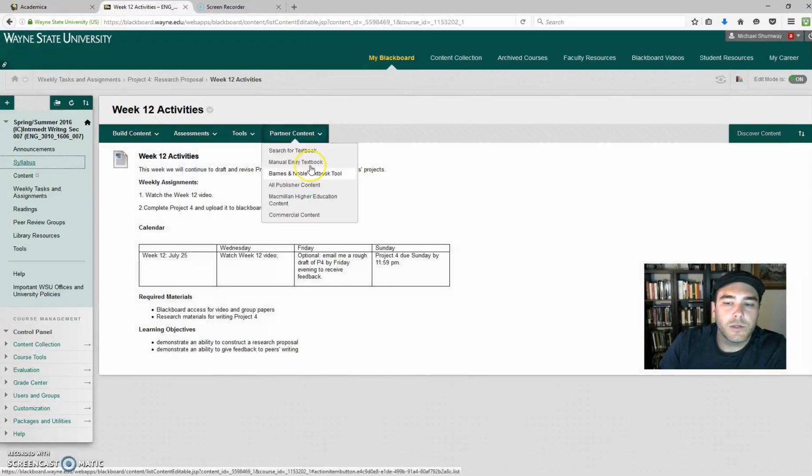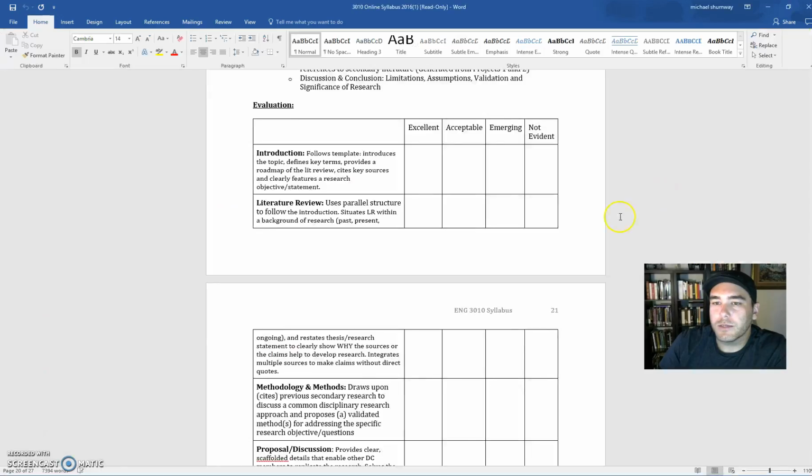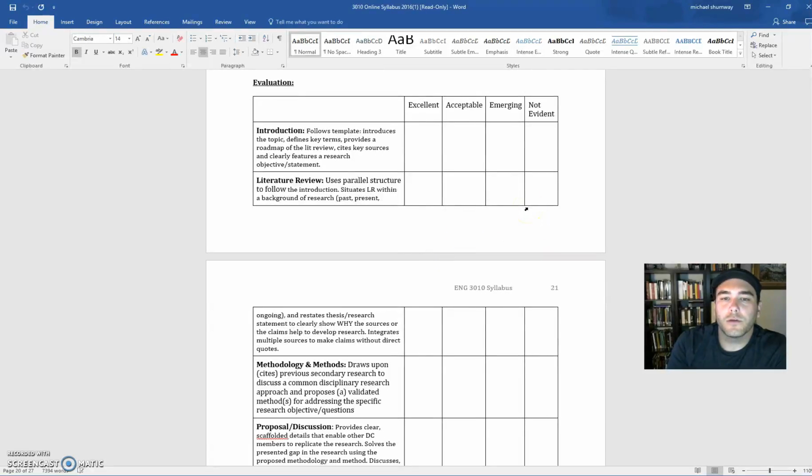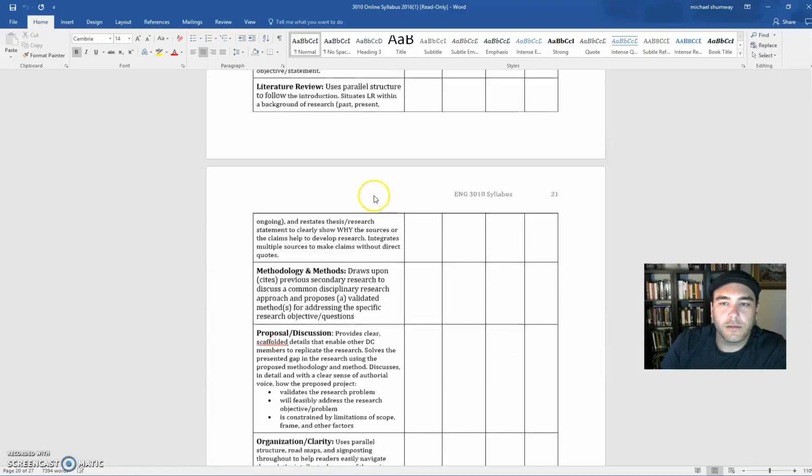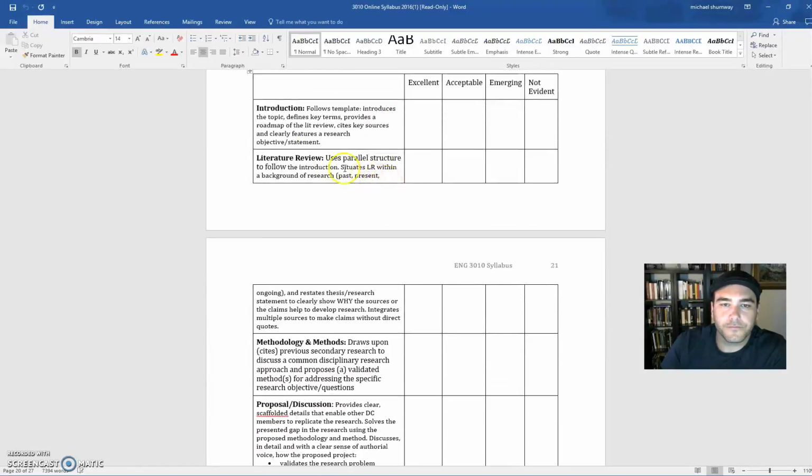Okay. So what I wanted to do real quick was take another look at the rubric for Project 4, just to make sure you guys were very clear about what I'll be looking for. So let's take a look at each section of the rubric. This is literally how I'll be grading Project 4.